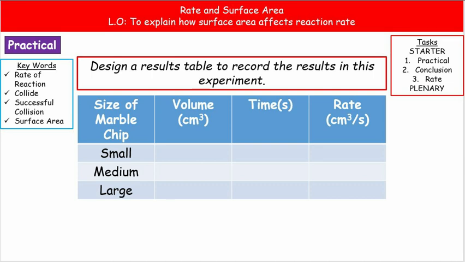So what I've got for you next then is a video of someone actually carrying out this experiment. So this means you are going to be able to fill out those values in your table from the experiment that they're doing. So if you haven't already copied that table as it is, so with the size of marble chips, the volume, the time and the rate columns, then pause the video and copy that now. Because as we watch this video of the experiment, I want you to write down the volume and the times for each of those three sizes of marble chip.